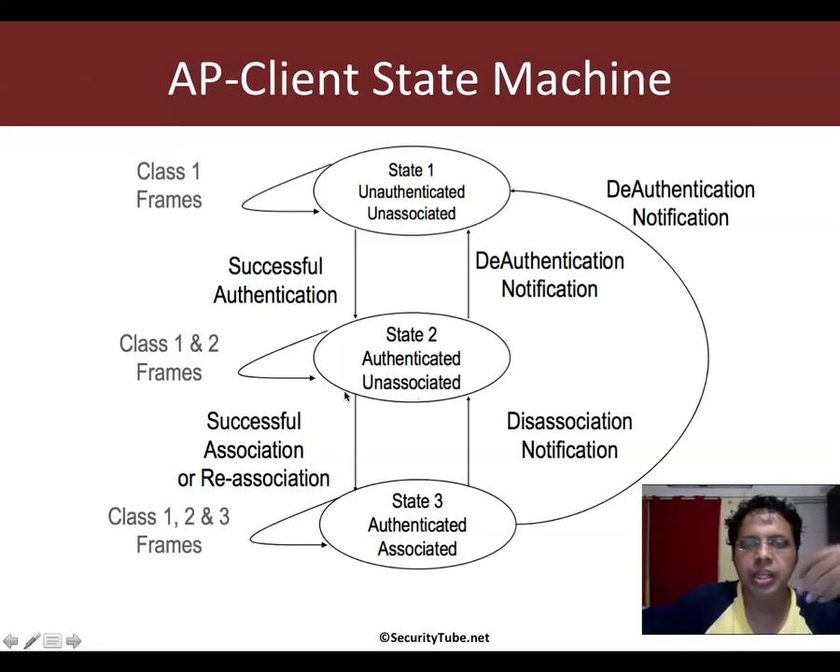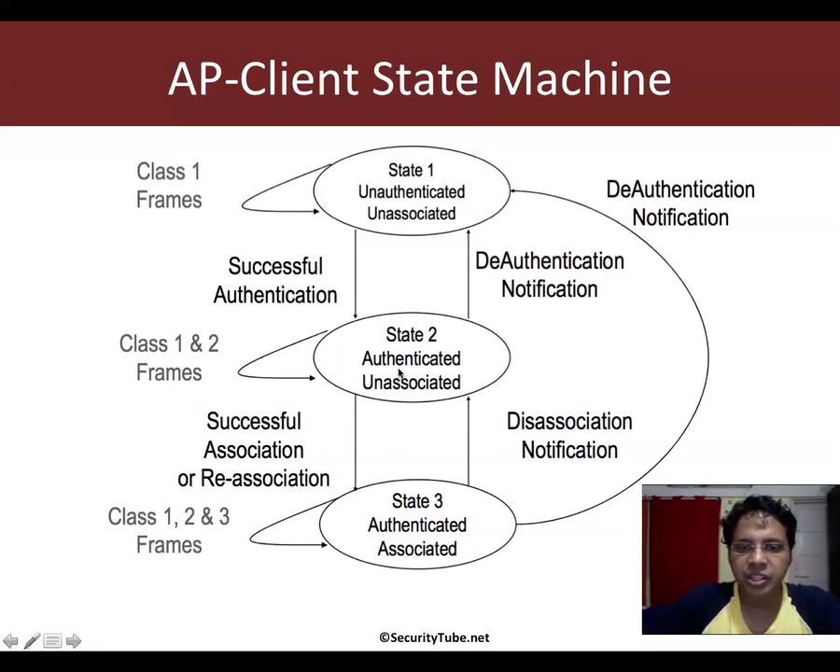From here, the association request and association response happens. If it succeeds, then they go to state 3, which is authenticated and associated. After this stage, data transfer can happen. Now, there can be a lot of transitions happening between these states. As an example, if authentication does not succeed, then we are always in state 1.